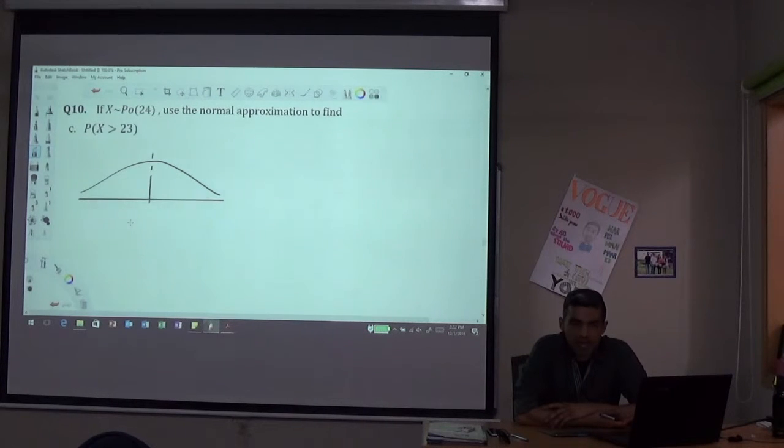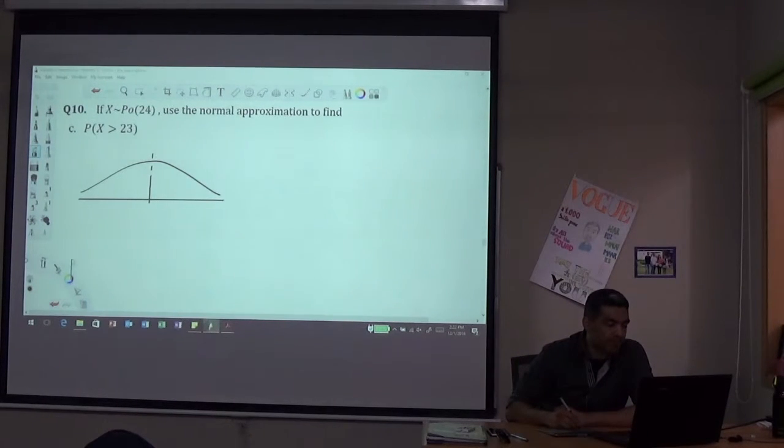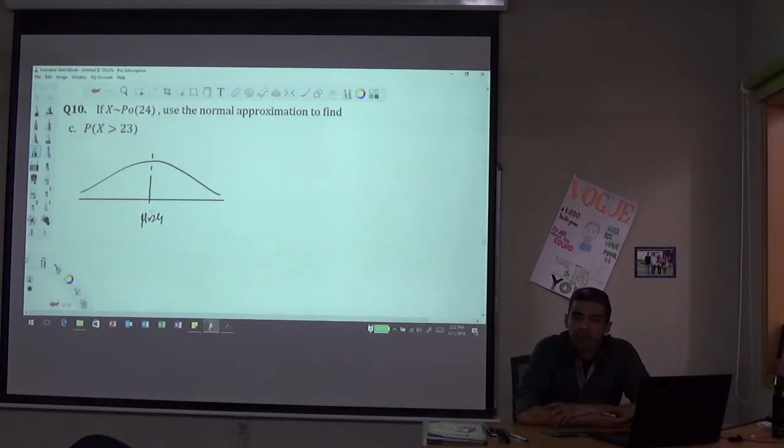Okay, guys, we learned question 10, part C. We finished part A and B yesterday. Let's make the diagram. The mean is 24, right in the middle. It's x greater than 23, so the 23 bar is not included. It starts from 24 onwards. So this is basically x greater than or equal to 24.